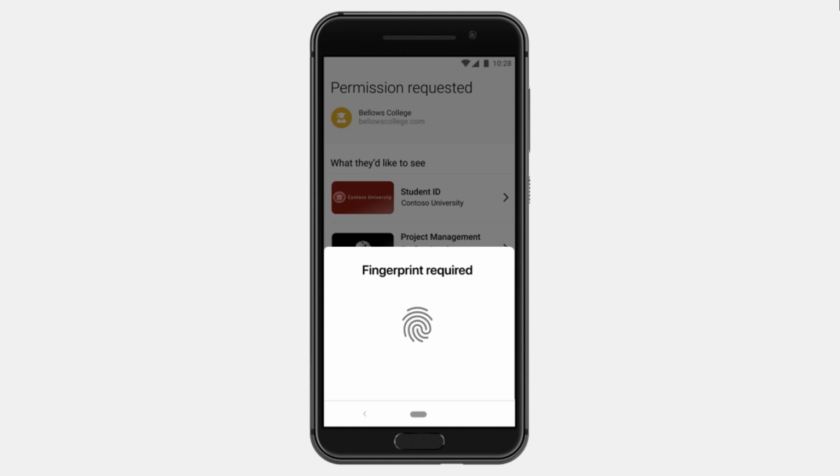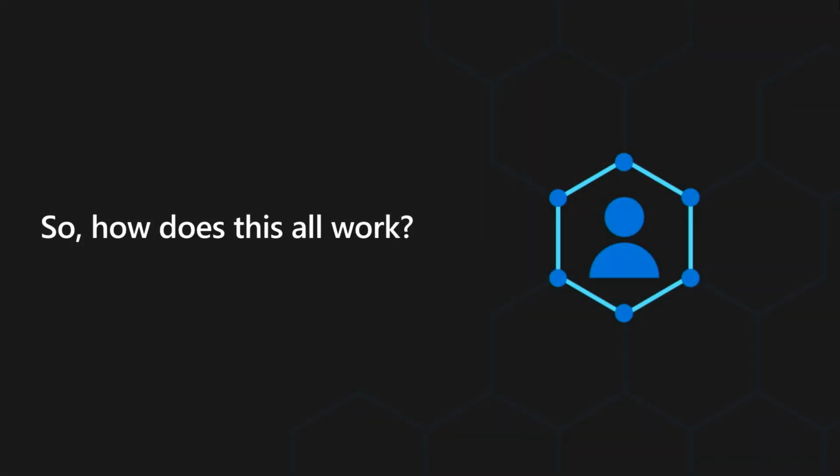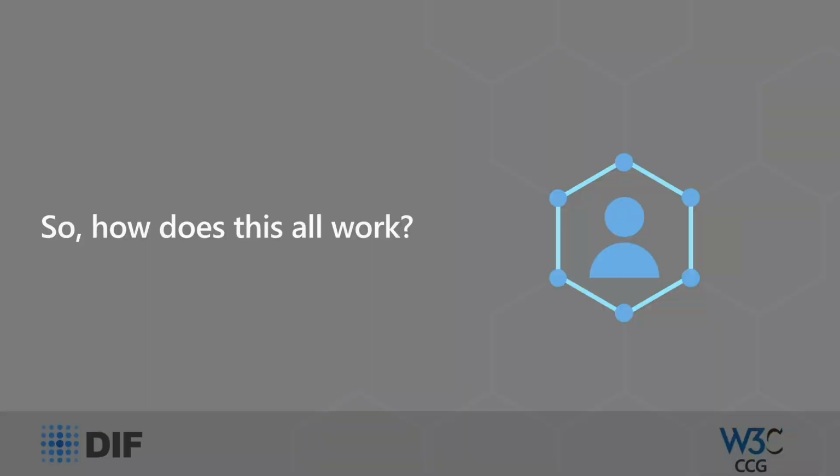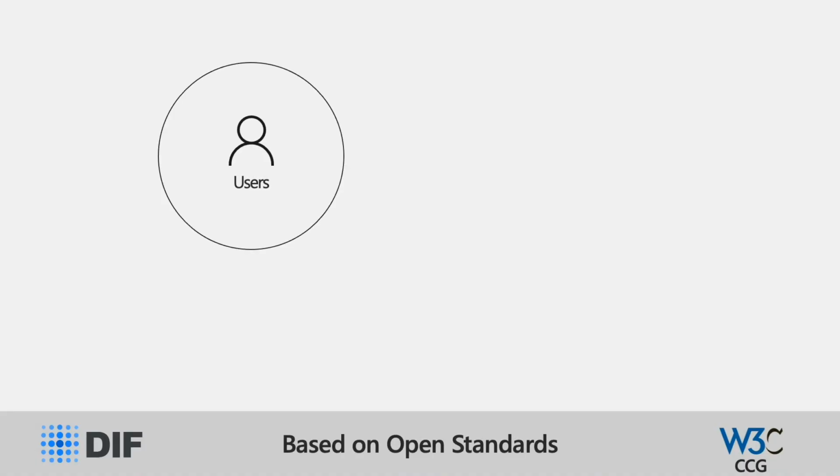Imagine what this experience is compared to what we do today. So how does all this work? It's about empowering users to own and control their own identity. Therefore, it has to be based on open standards. Our mental model is to think about giving users software that allows them to own and control their own identity. So the very first piece of technology is a user agent. That's what a Microsoft Authenticator is.